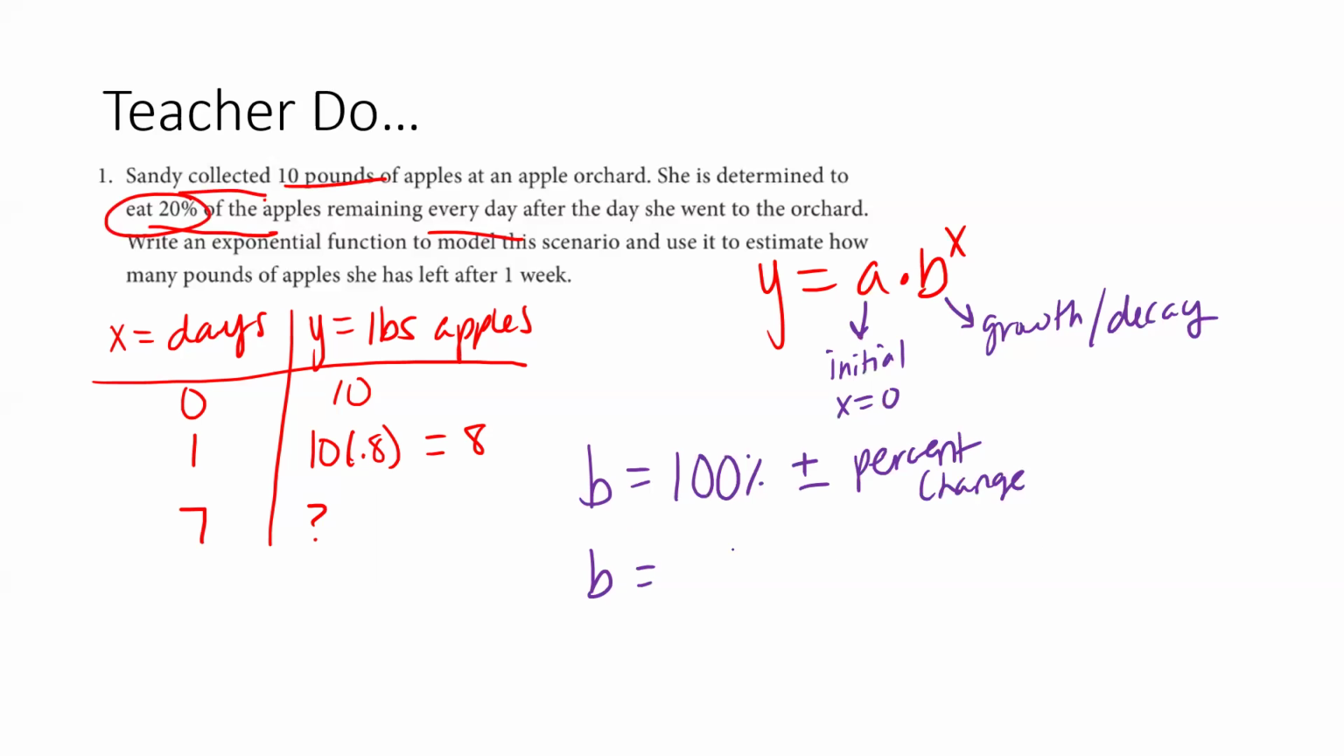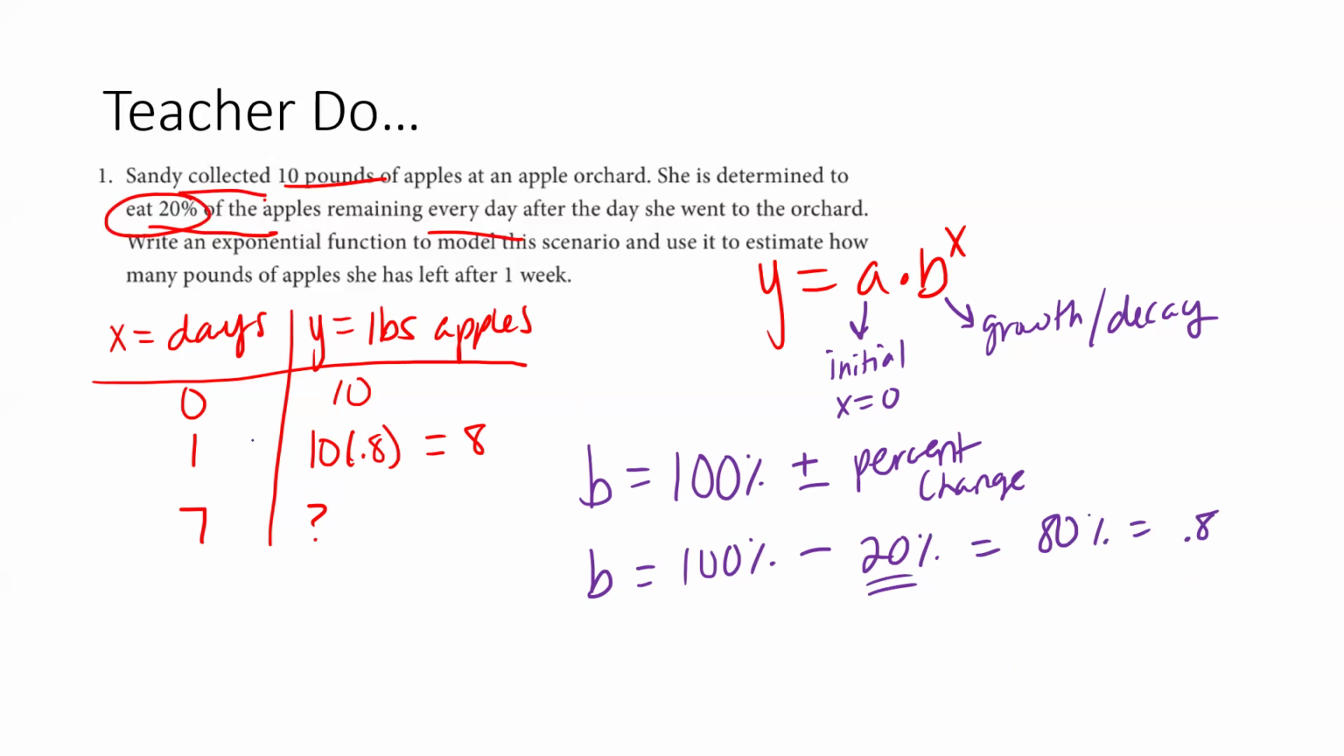That's why for this problem, ours is 100%. And because I'm eating 20% of the apples, I'm losing 20%, right? And what am I left with? 80%. 80% is 0.8, correct? So my percent change is 20%. Does that make sense?